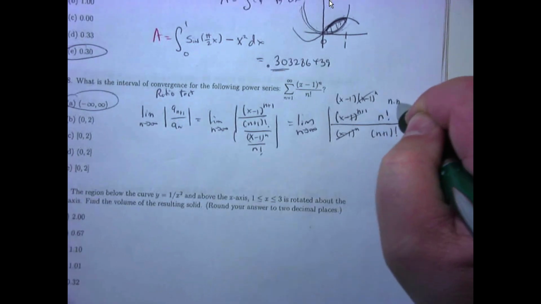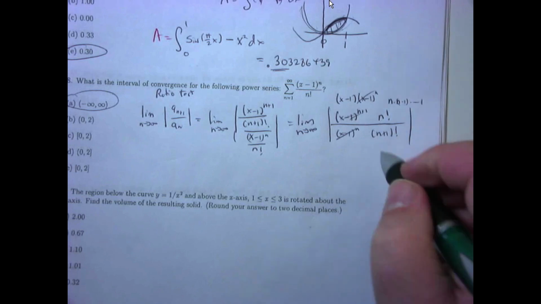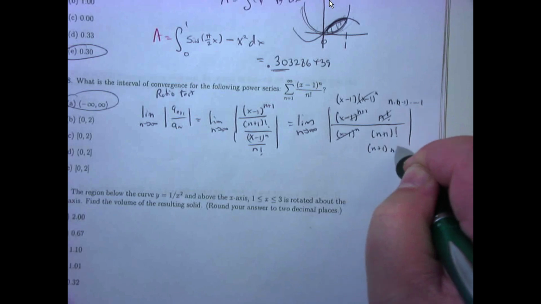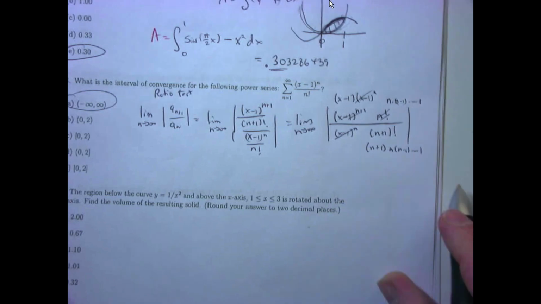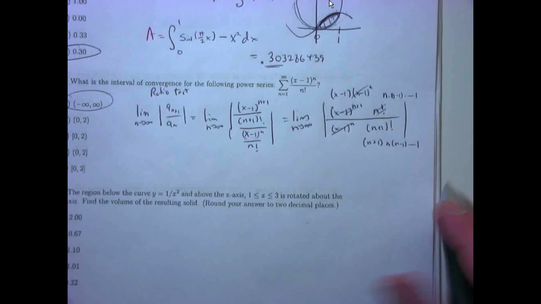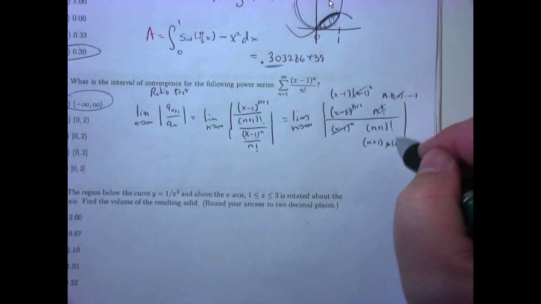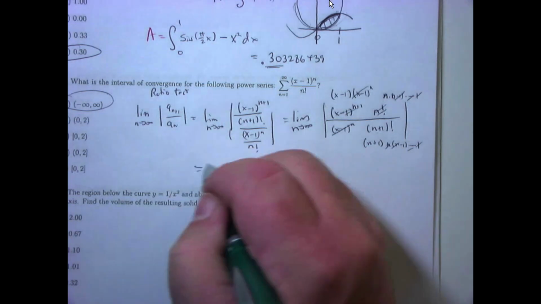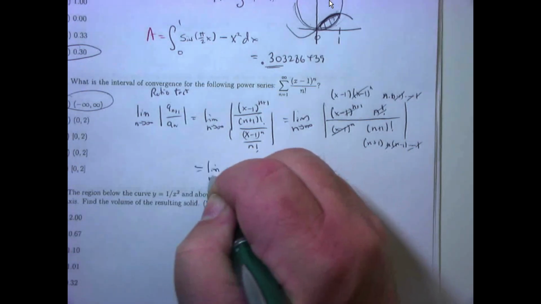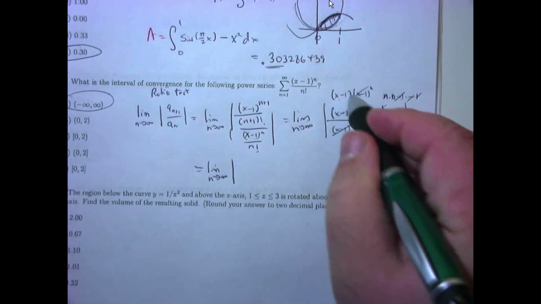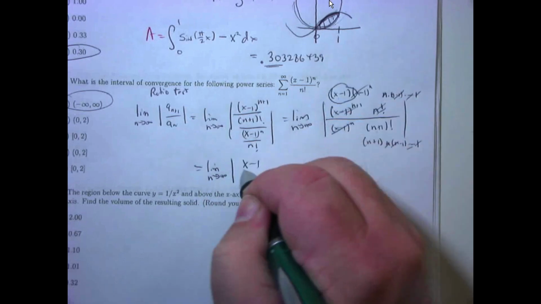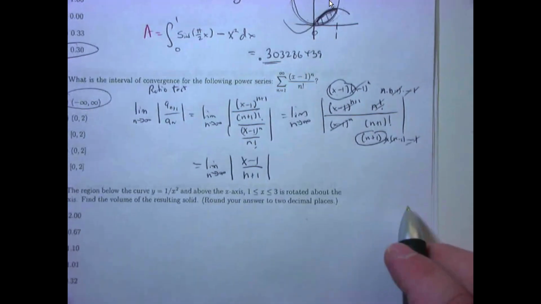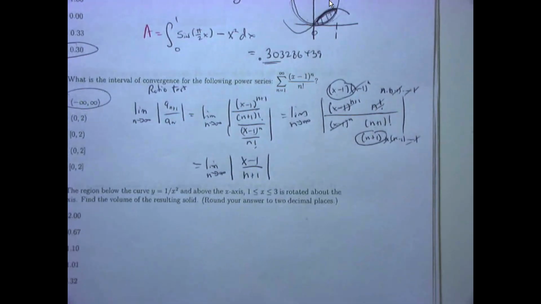So n factorial by definition is n times n minus 1, yada, yada, yada, all the way down to 1. n plus 1 factorial by definition is n plus 1 times n minus 1, all the way down to 1. What cancels on the factorials? Well, the n's cancel, the n minus 1's cancel, the dots cancel, the 1 cancels. That leaves you with what? The limit as n approaches infinity of the absolute value of what's left on top? x minus 1. And what's left on the bottom? n plus 1.